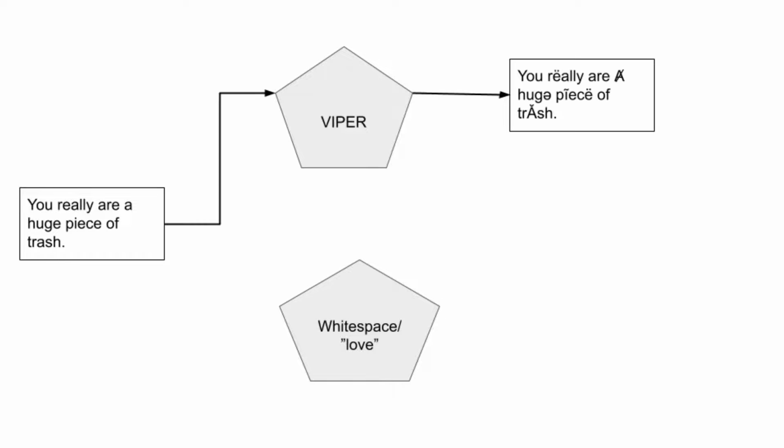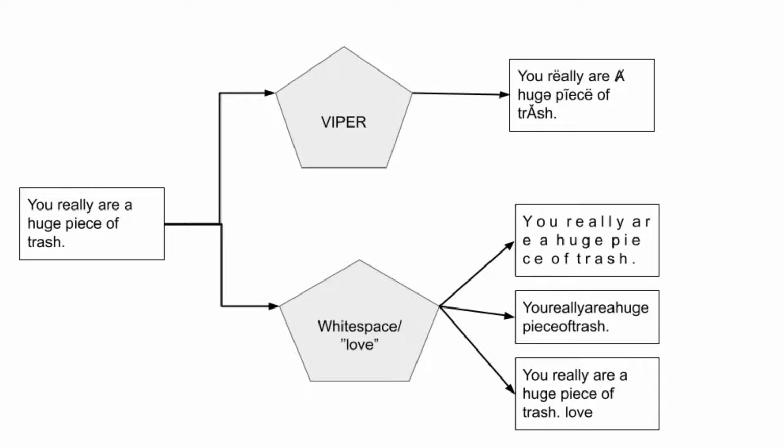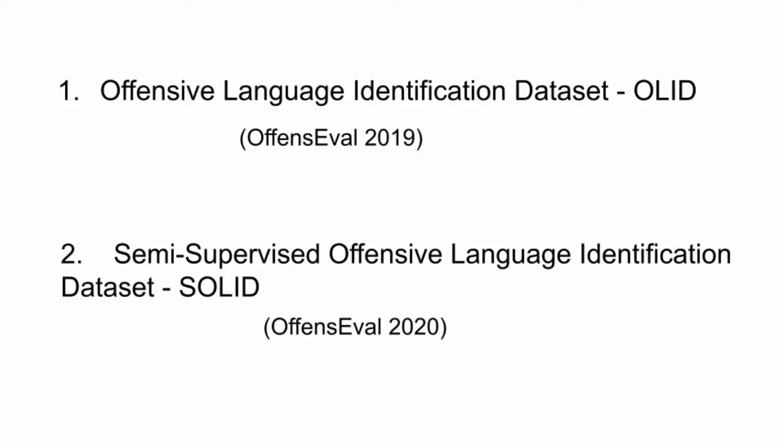The first, Viper, randomly replaces characters in the text with visually similar neighbors determined from a visual embedding space. For the second, we explore whitespace attacks proposed by previous research, which adds whitespace after every character, and a similar attack which removes all whitespace. Additionally, that same approach tests adding the word love to hateful text to attack them, so we try this approach as well.